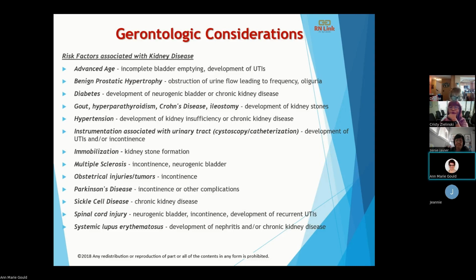Sickle cell disease is another one. Most of your sickle cell patients are younger adults. They have it at a very young age, and they can develop CKD at a young age.